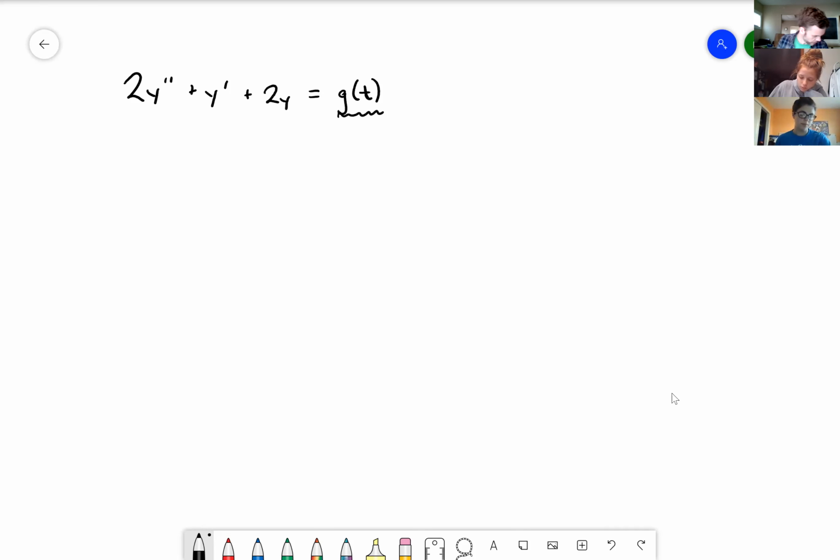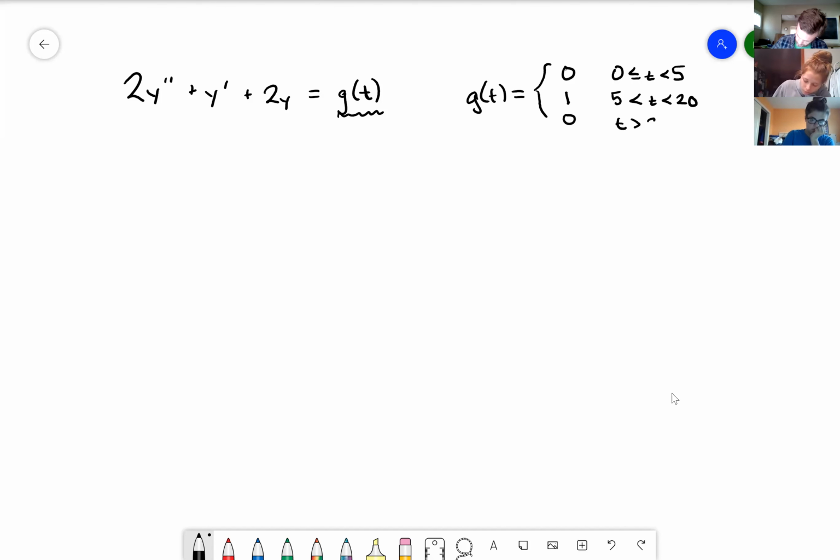Okay, so the driving force or the driving function is going to be, well, let's write it like this. It'll start off at 0, going from time 0 up to time 5. Then it'll switch to 1 from time 5 to time 20. And then it'll switch back to 0 for t greater than 20.